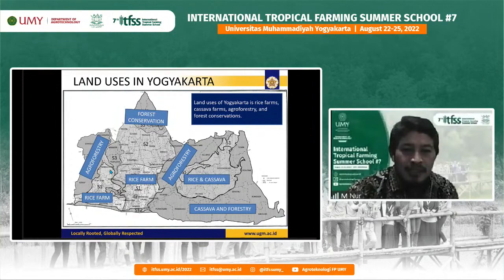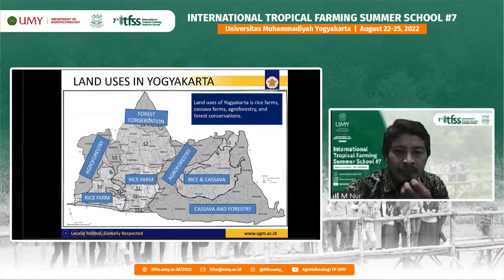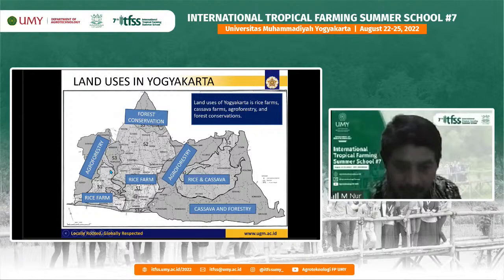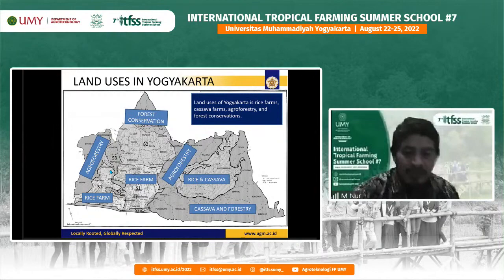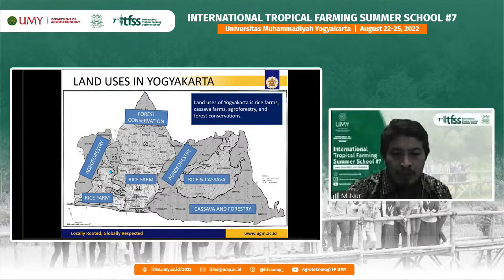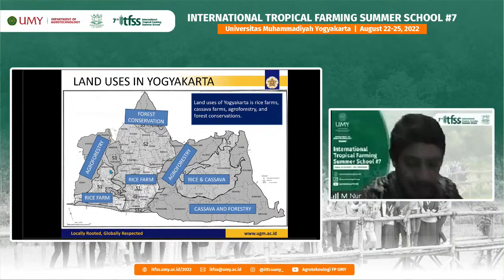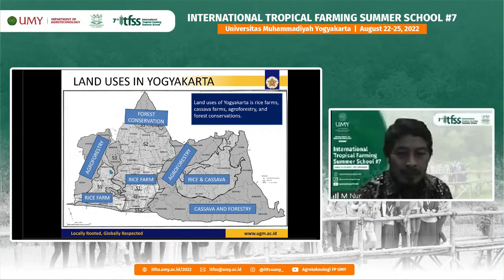This one is land use in Yogyakarta. I think forest conservation in the top of Merapi, and then agroforestry in west and east part of Yogyakarta, and then rice farm in the Yogyakarta flat area, and also rice and cassava. This one is very famous in the east part of Yogyakarta in Gunung Kidul, and also cassava and forestry. And also special, I think Miss Nanny brought this agroforestry in Langgaran and also in the west part of Yogyakarta in Menoreh.